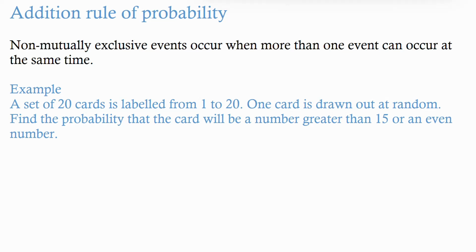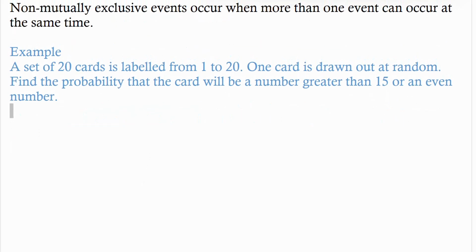In this video, we're covering the addition rule of probability, and it mainly focuses on non-mutually exclusive events. So that means events that can have shared outcomes. So for example, we have a set of 20 cards and they're labeled from 1 to 20. One card is drawn out at random, but we want to find the probability that the card will be a number greater than 15 or an even number.